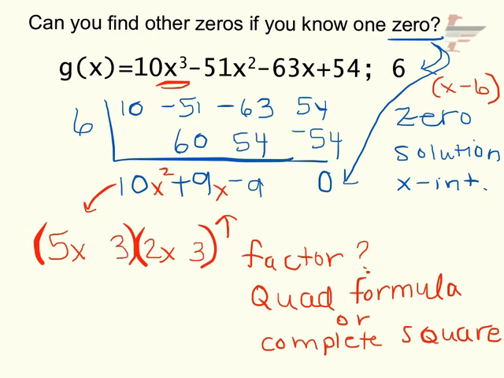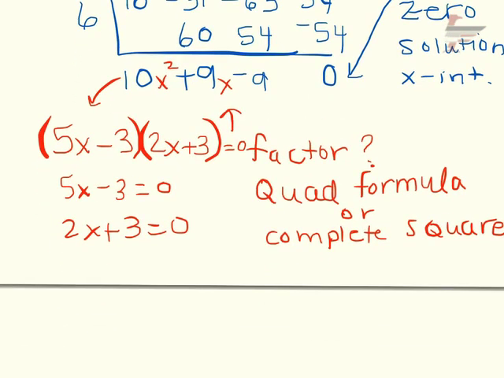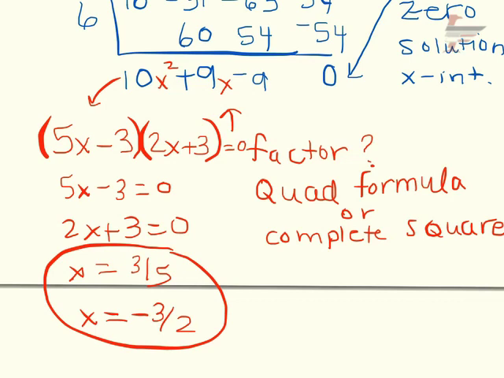If I did this, I'll just talk through it. So this would be 10x squared. My outer would be 15x, my inner would be negative 6, and 15 minus 6 is a positive 9, and negative 3 times 3 is 9. And if I set that equal to 0, and again, this should not be anything new, set each of those equal to 0 and solve them, then I know that my solutions are going to be x equals 3/5 and x equals negative 3/2. And there are my other two solutions in addition to the 6 that was given.